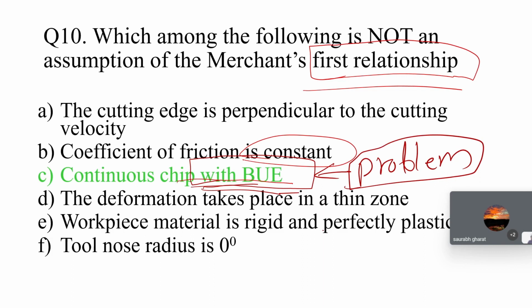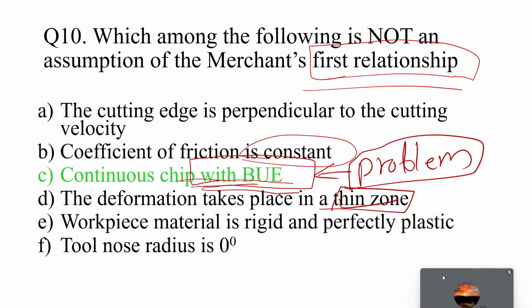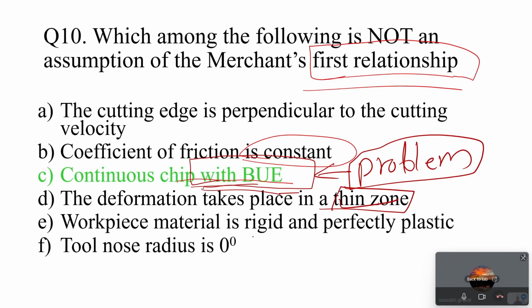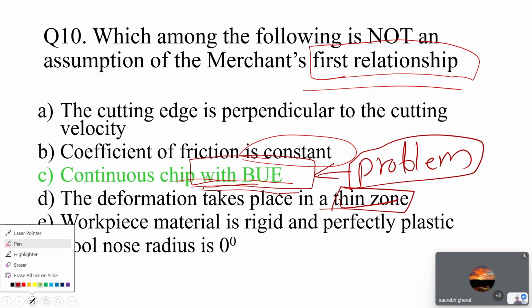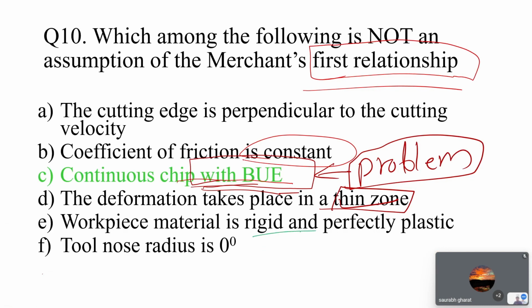Both the Lee-Shepherd model and the Merchant's model are thin zone models; the thin zone is taken as an assumption. The workpiece material is rigid and perfectly plastic. That is correct, because no elastic deformation is considered. It must be perfectly rigid and completely plastic, with no elasticity involved, because it needs to be sheared.